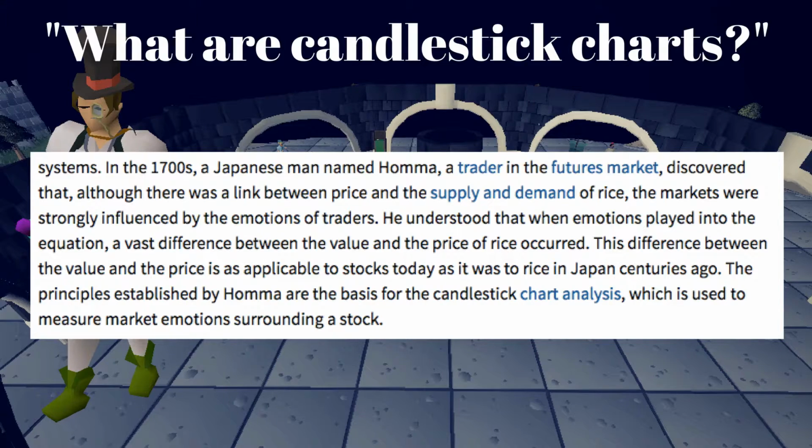So, to quote off this paragraph, in the 1700s, a Japanese man named Homma, a trader in the futures market, discovered that although there was a link between price and the supply and demand of rice, the markets were strongly influenced by the emotions of traders. He understood that when emotions played into the equation, a vast difference between the value and the price of rice occurred. This difference between the value and the price is as applicable to stocks today as it was to rice in Japan centuries ago. The principles established by Homma are the basis for the candlestick chart analysis, which is used to measure market emotions surrounding a stock.